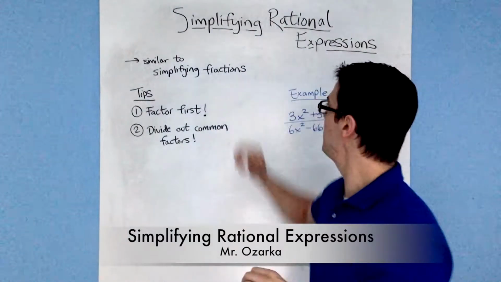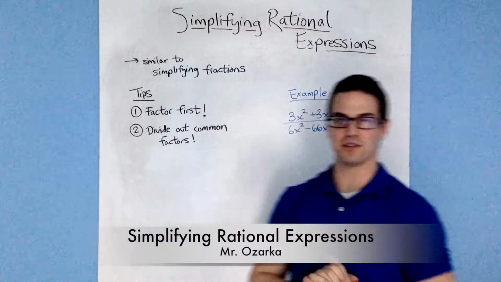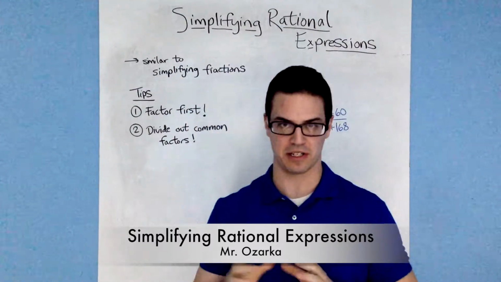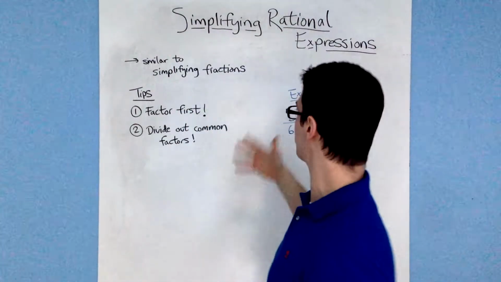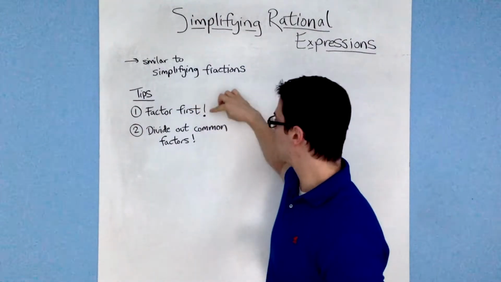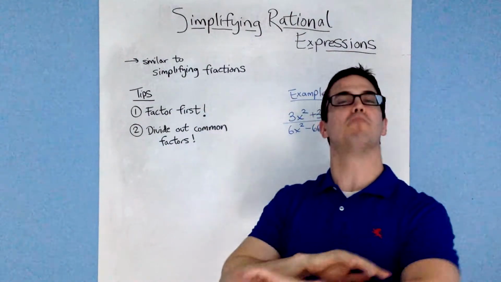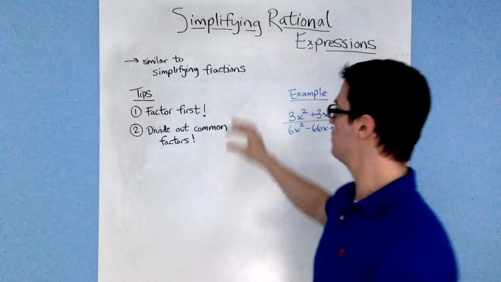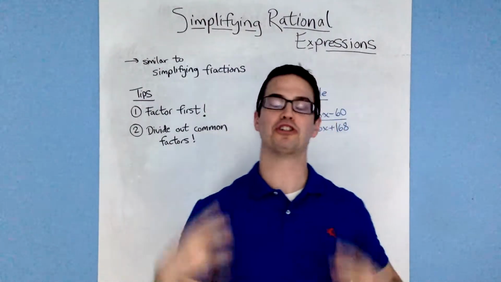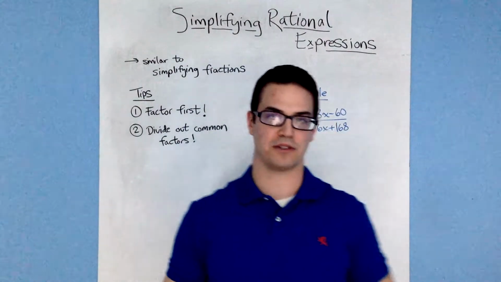Alright, so we're going to be talking about simplifying rational expressions in this video, and this is really similar to simplifying fractions. So you might notice that there is a parallel here with simplifying fractions and simplifying rational expressions. So here are some tips. First, you want to always factor. Factor as much as you possibly can, and then once you're done with that, you can divide out any common factors that you have, and then you should have a simplified rational expression.